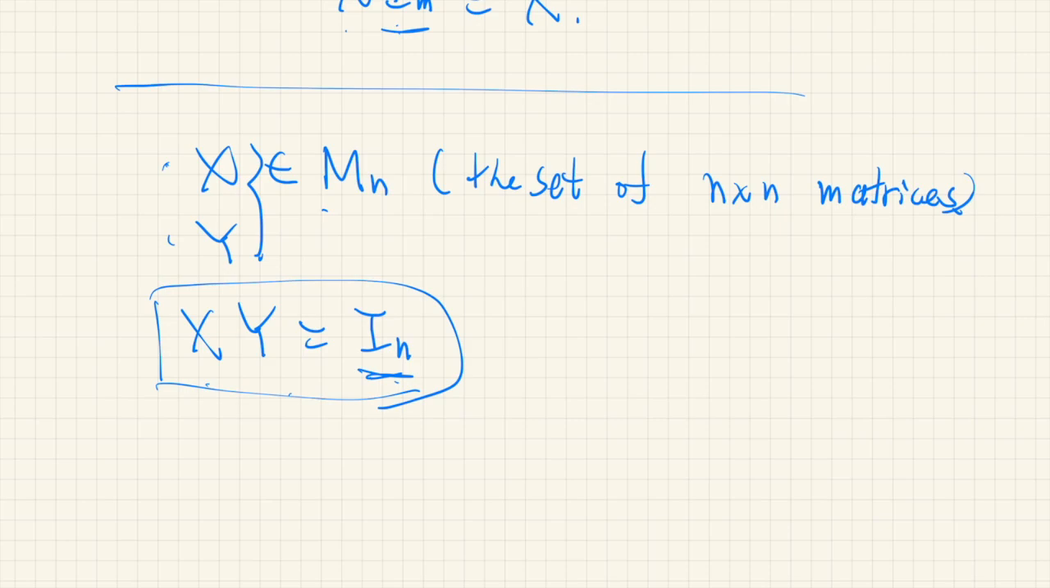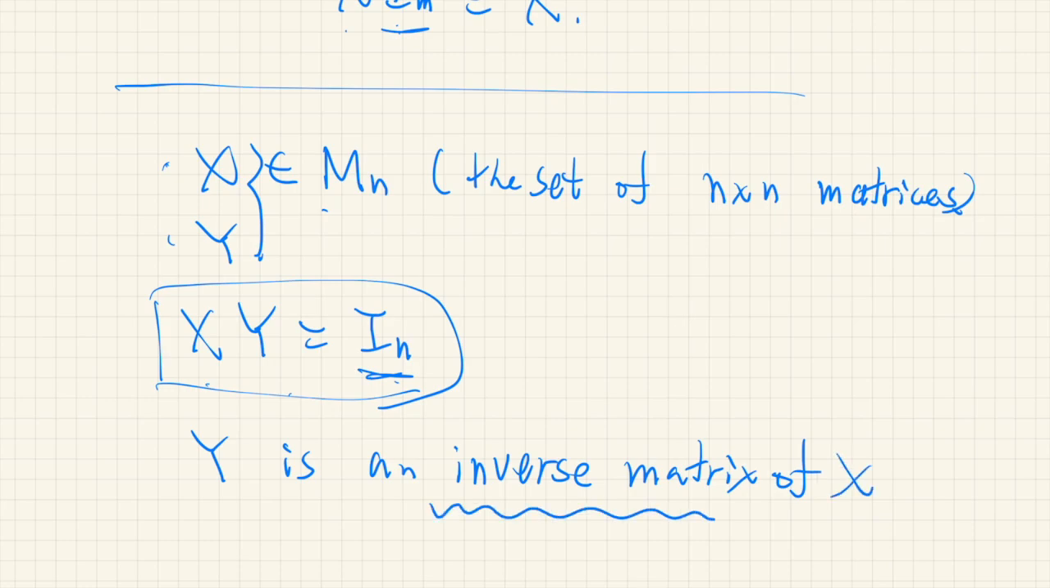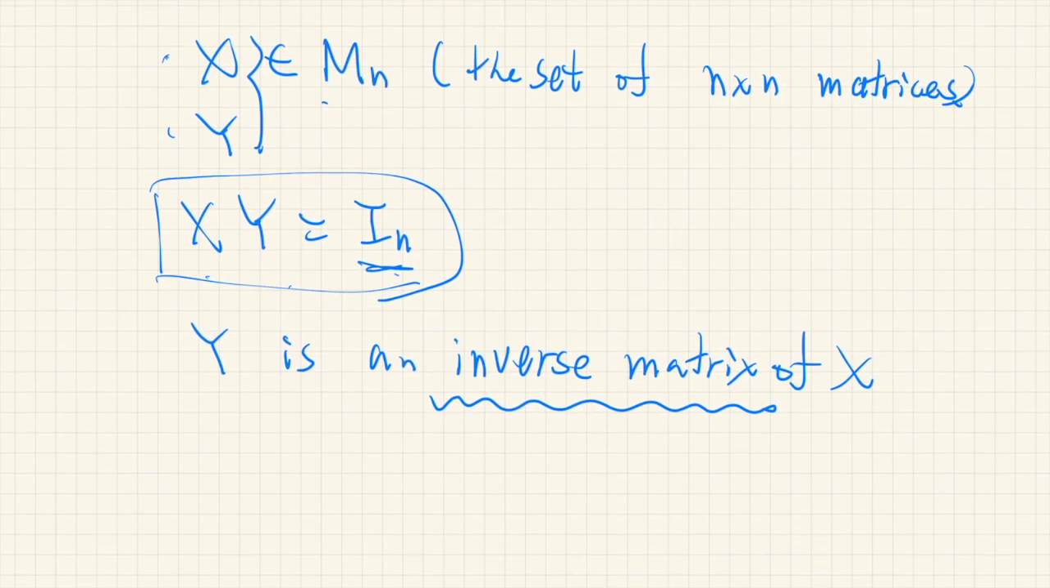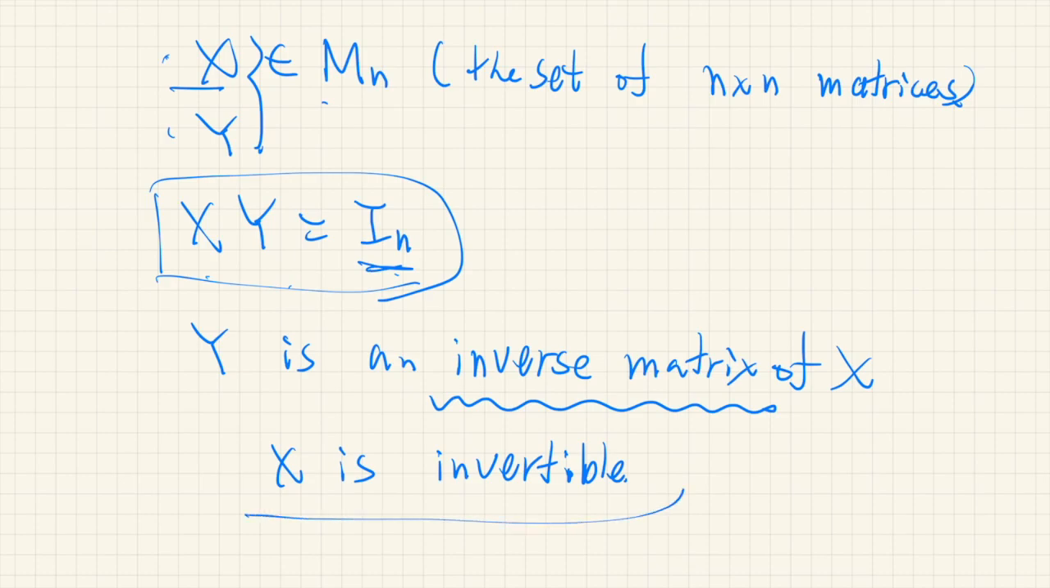then we say y is an inverse matrix of x. So it's a multiplicative inverse. And for a matrix X, if it has a corresponding inverse matrix, then we say X is invertible. That means X is such a matrix for which its inverse can be found.